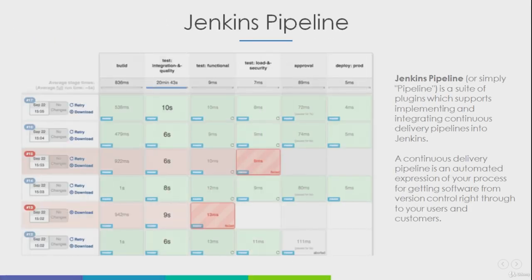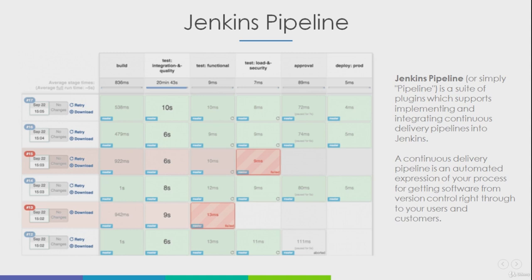Before we conclude this video, I wanted to touch upon one more concept, the Jenkins pipeline. The Jenkins pipeline, or simply pipeline as it is called, is a suite of plugins which supports implementing and integrating continuous delivery pipelines into Jenkins. Jenkins pipeline is an incredibly useful addition that came into life with the Jenkins 2.0 release. It allows you to script your build pipeline consisting of one or more build jobs into a single workflow.